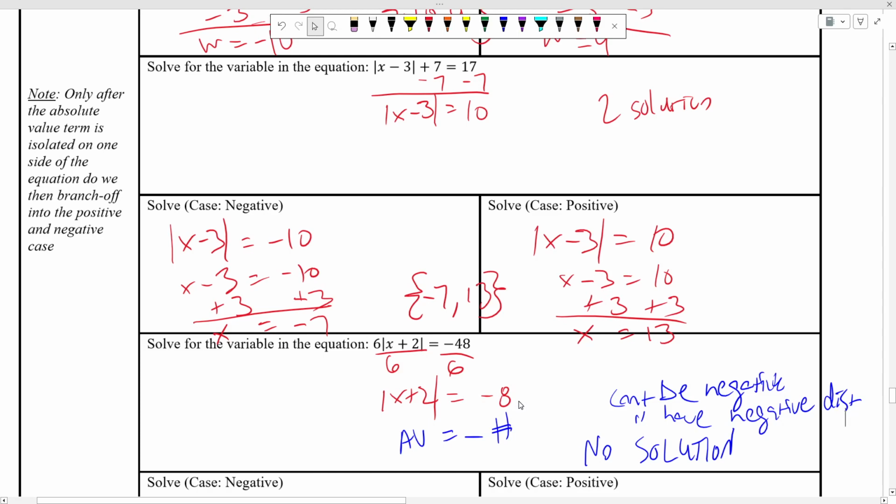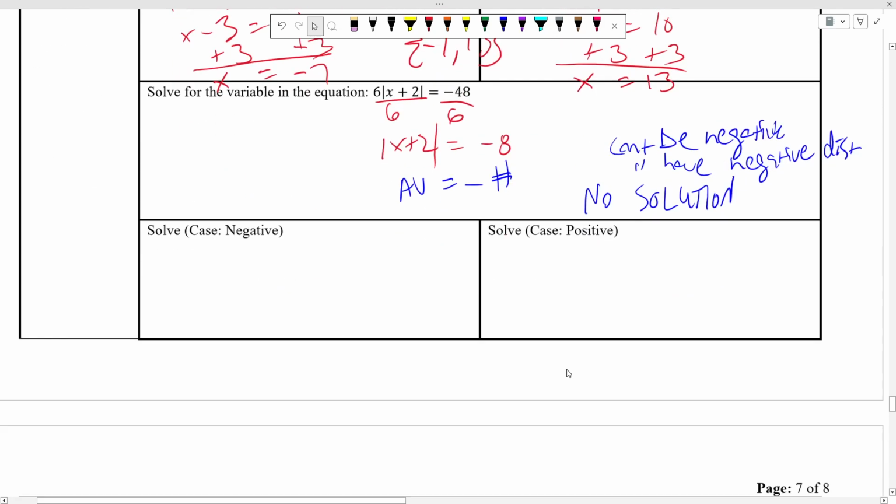If you don't recognize it up front, you may be doing a whole bunch of work. One, it'll get you the wrong answer, but two, you'll be just eating away at your time, doing all this extra work for no real purpose.